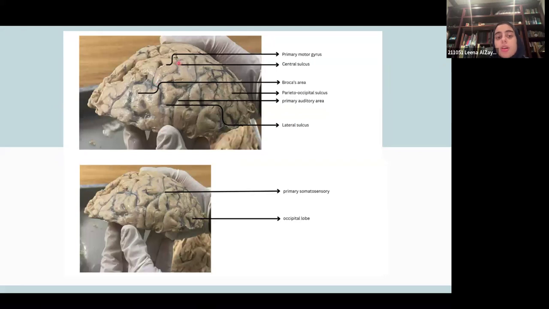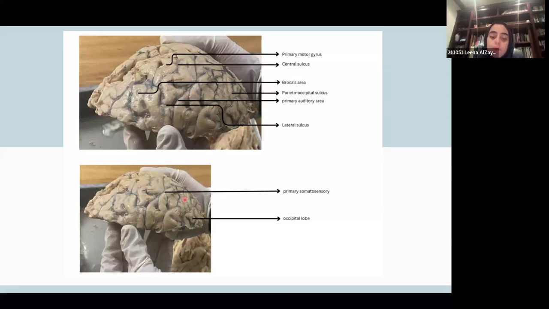We have the central sulcus, and then we have the precentral and the postcentral, the precentral being the primary motor gyrus, and the postcentral being the sensory. Over here, we have an area called Broca's area for language, and then we have the temporal area, which is the auditory area. Behind the central sulcus, we have the postcentral gyrus, which is the primary somatosensory gyrus of the brain.